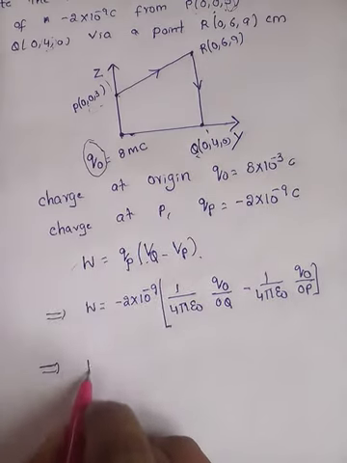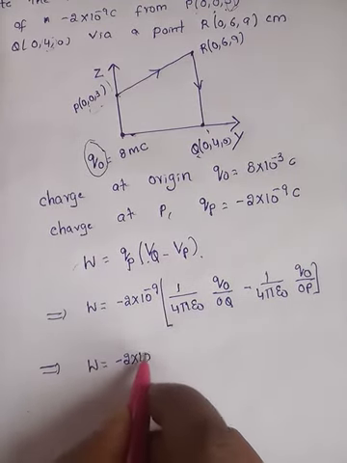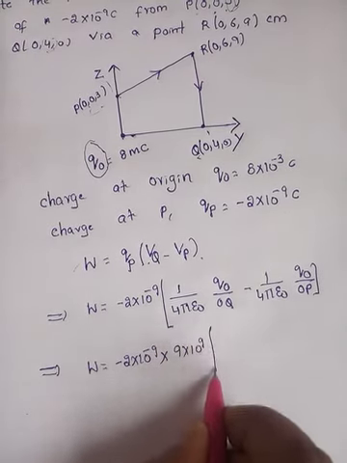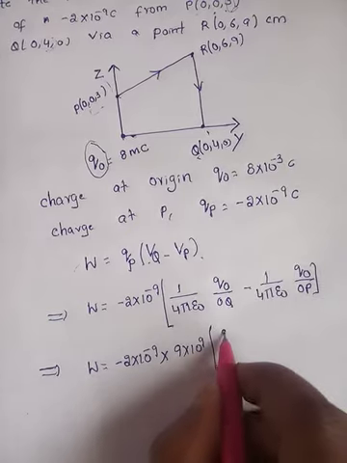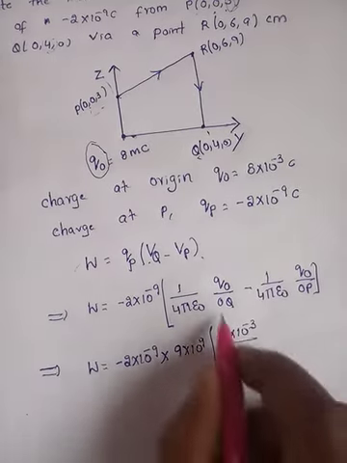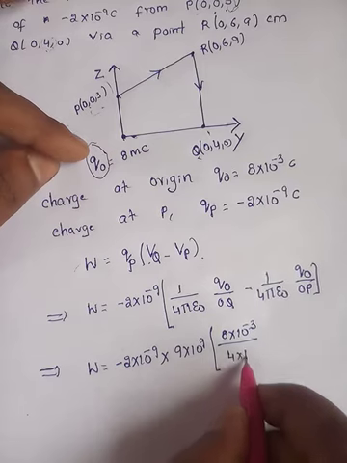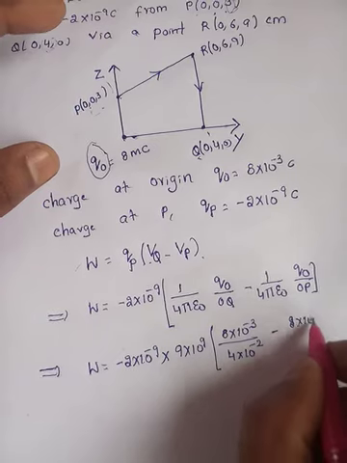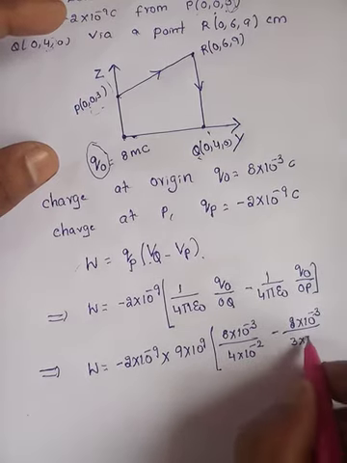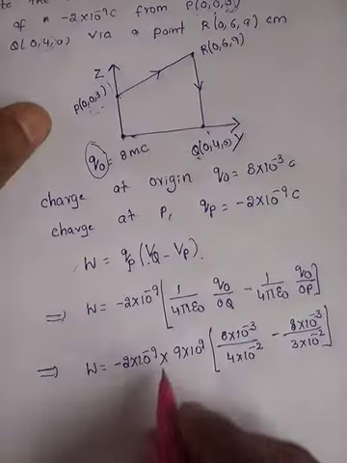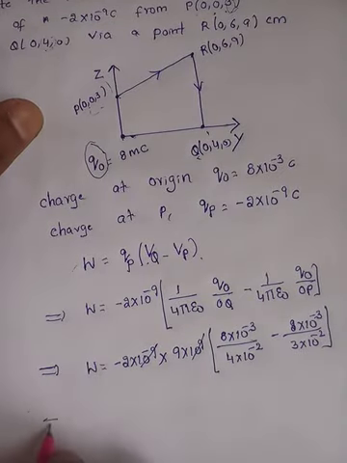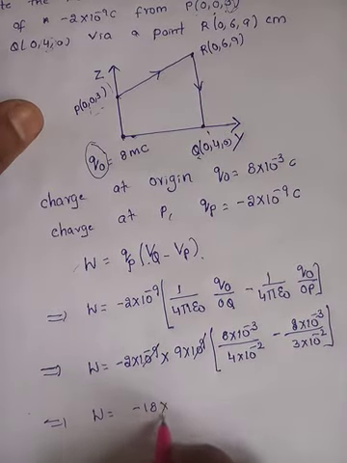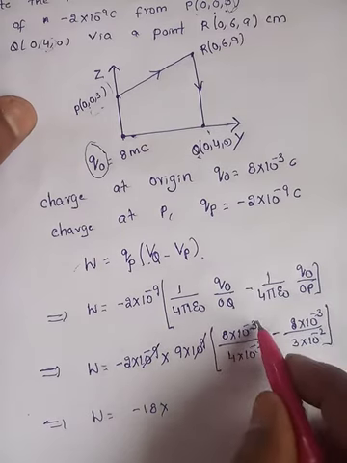On calculation, W is equal to minus 2 into 10 raised to minus 9. Here 1 by 4 pi epsilon naught is common, so 9 into 10 raised to 9, times Q naught, 8 into 10 raised to minus 3, by distance 4 into 10 raised to minus 2, minus again 8 into 10 raised to minus 3 by 3 into 10 raised to minus 2. Minus 9 and plus 9 cancel, so that implies minus 2 into 9, minus 18.